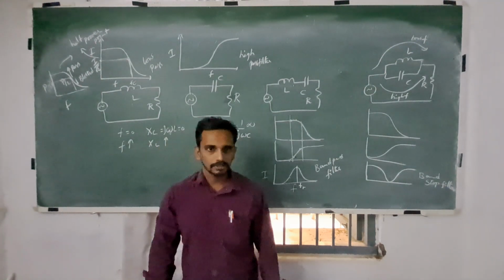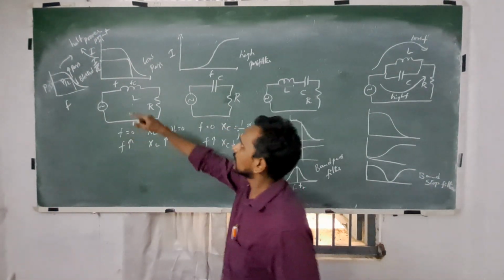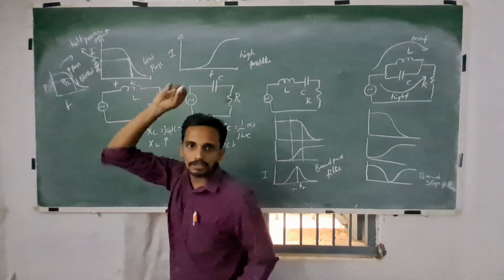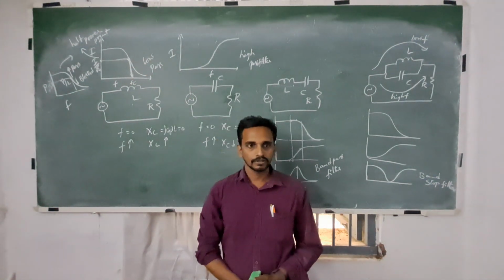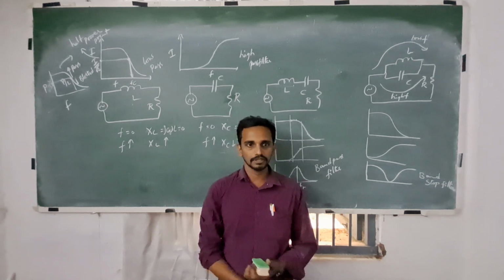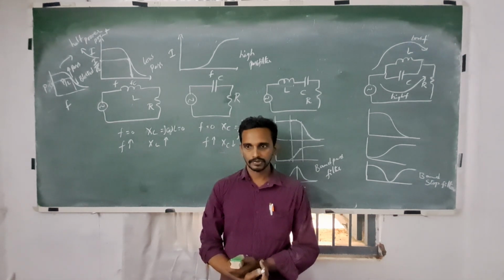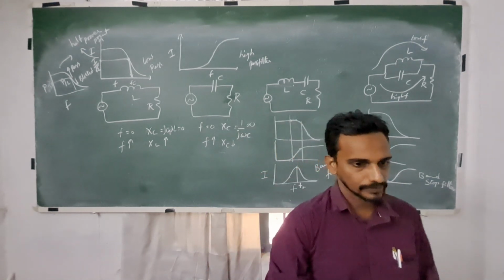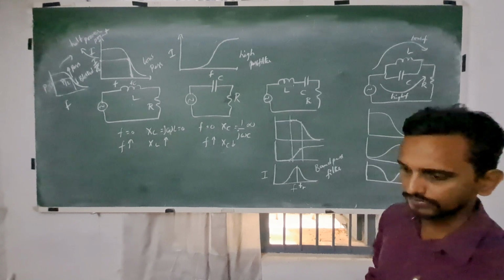Is that clear? So the frequency corresponding to the half power point is called the cutoff frequency. Below that, frequencies are passed, above that, frequencies are stopped. The frequency corresponding to the half power point is the cutoff frequency.